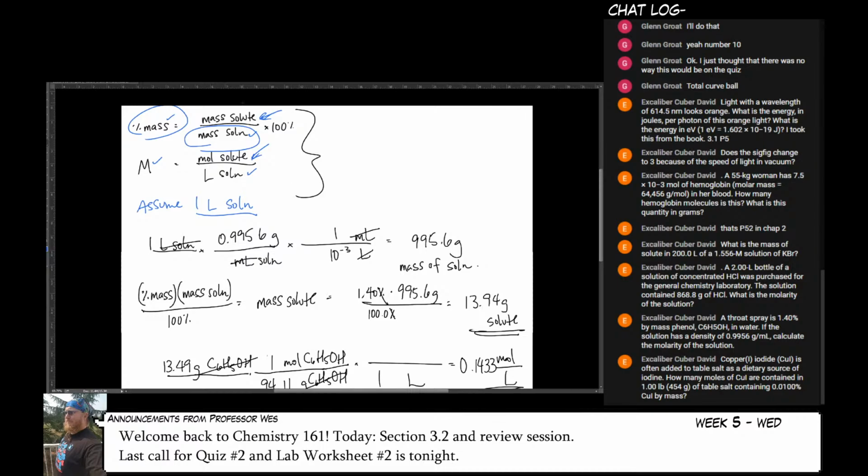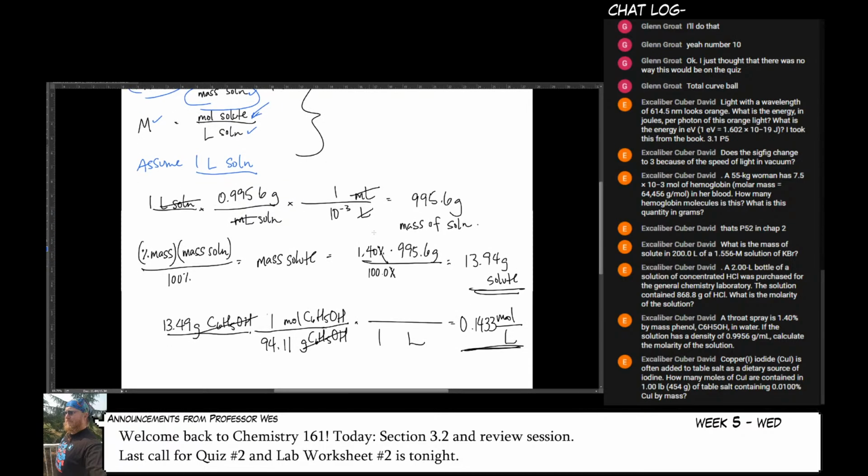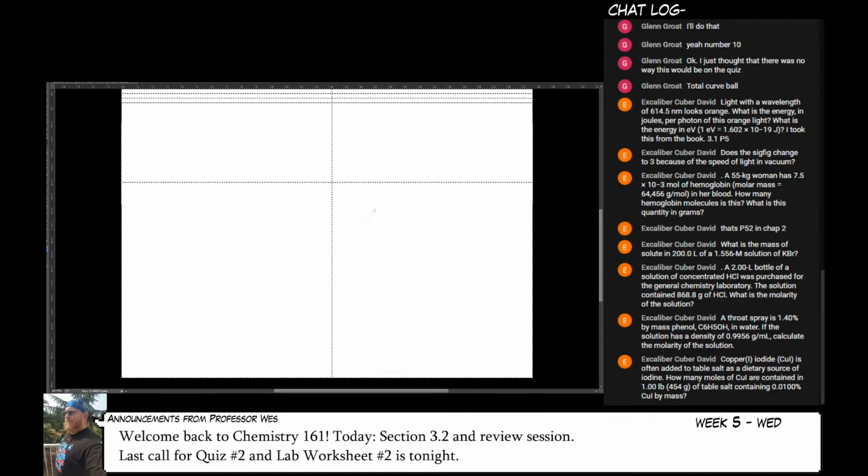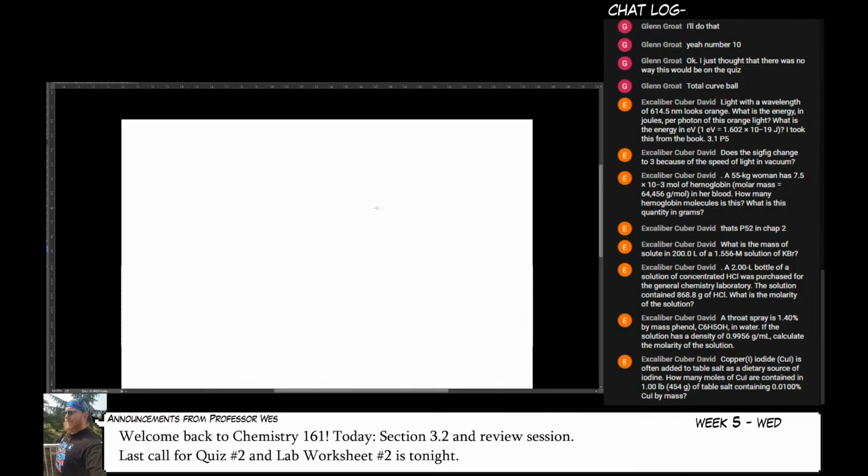All right. Copper iodide is added to table salt. This is news to me. I have never heard of copper iodide being added to table salt. Potassium iodide is what we usually use. All right. How many moles of copper iodide are contained in 1 pound of table salt containing 0.01% by mass?